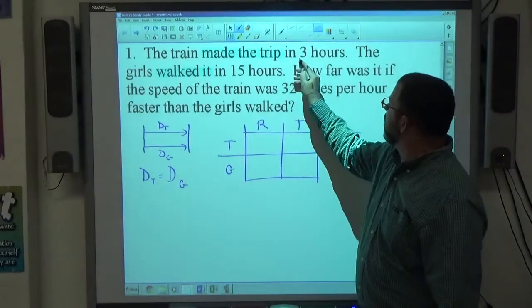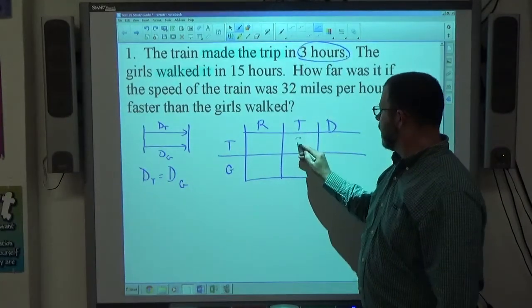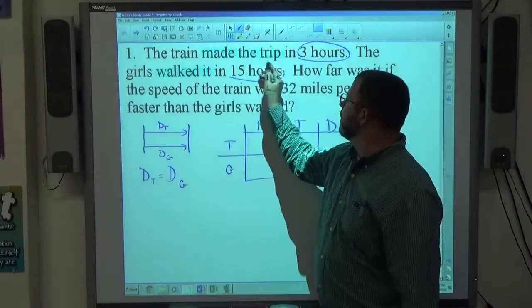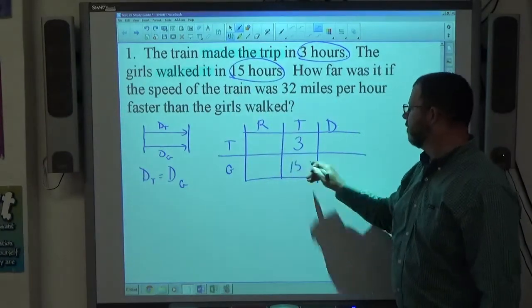So the train made the trip in 3 hours. That's the time. So train time is 3 hours. Girls walked it in 15 hours. That's the time. Girls have 15 hours for a time.